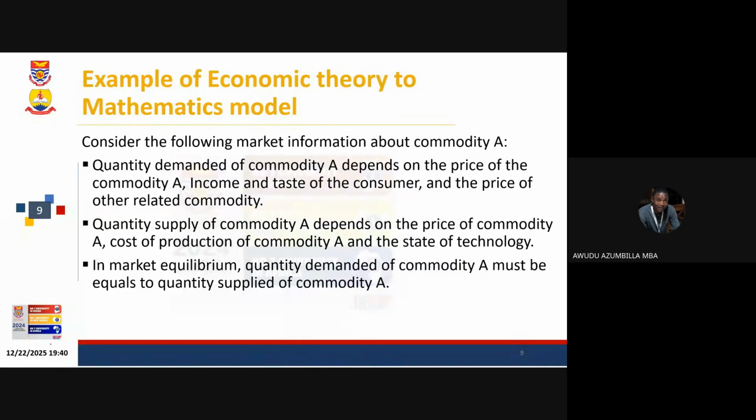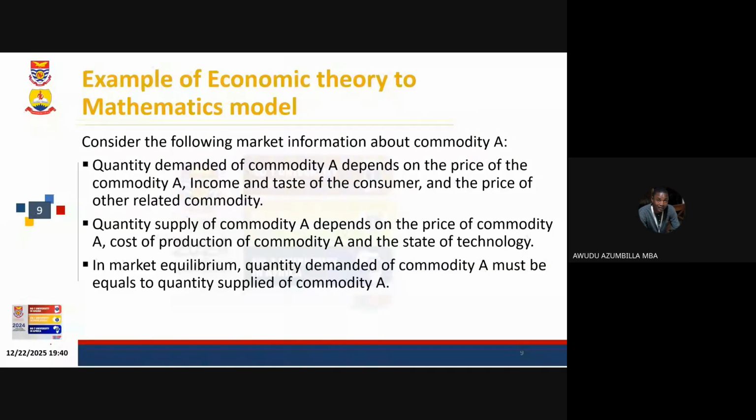So it is like the law of demand. The quantity demanded of a commodity A depends on the price of the commodity A, income and taste of the consumer, and then the price of other related commodities. These are principles. These are ideology. These are a set of ideas. Now we can put this set of ideas into a model, or into equations. We will get to know that in our next slides.